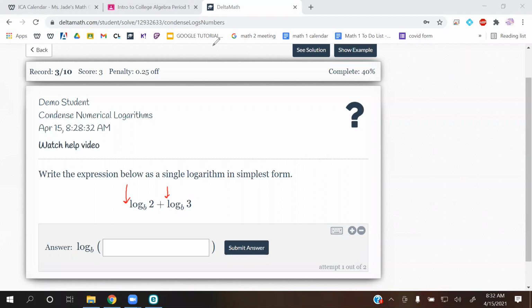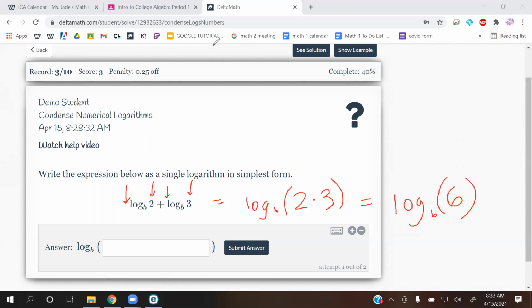So instead, we can just condense it by taking a look at our values, the 2 and the 3. Since these are logs being added together, we're just going to multiply the 2 and the 3. So this is log base b of 2 times 3, which is log base b of 6. So then all we have to type in here is 6. Any questions?